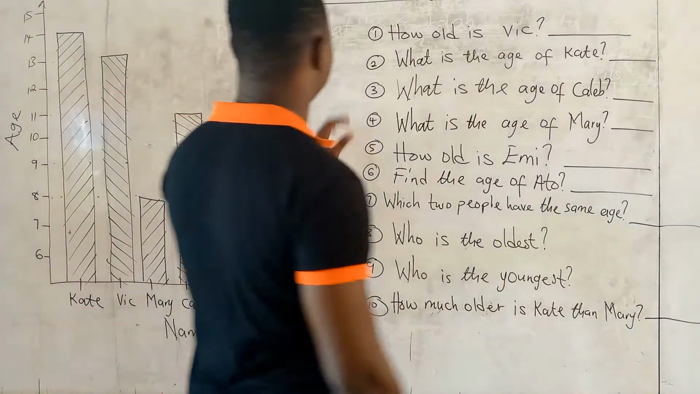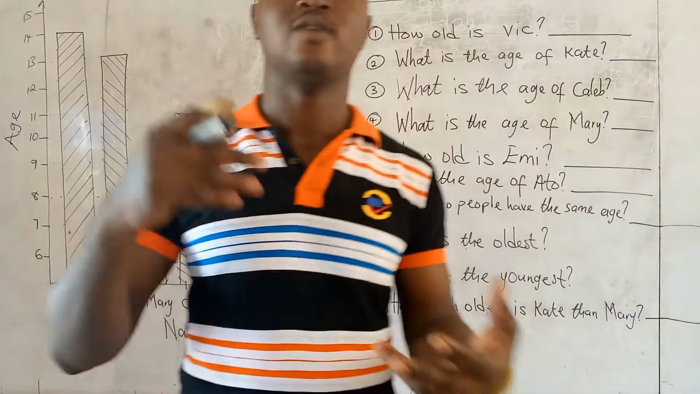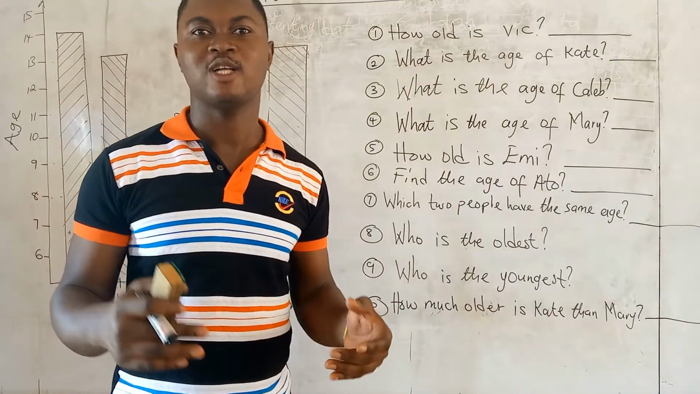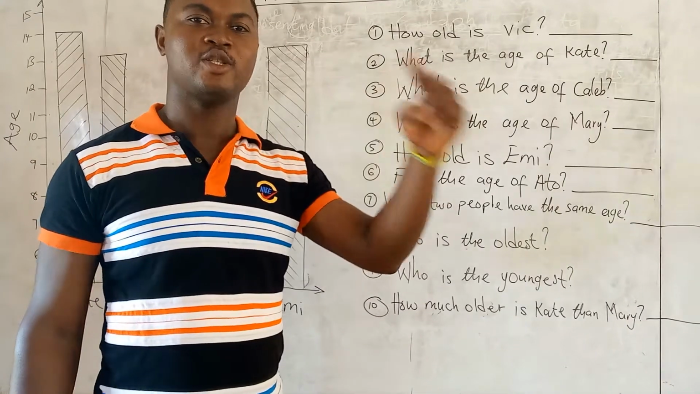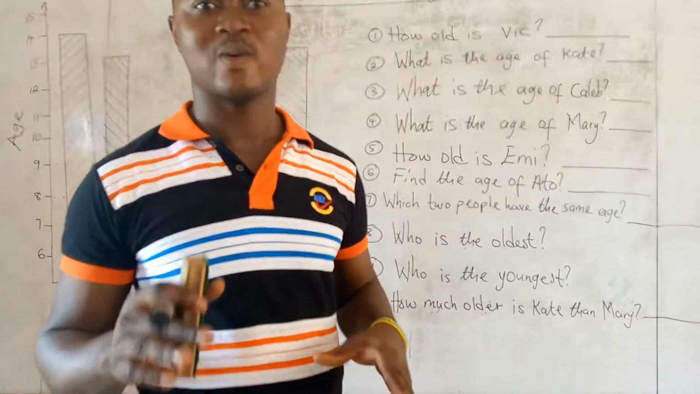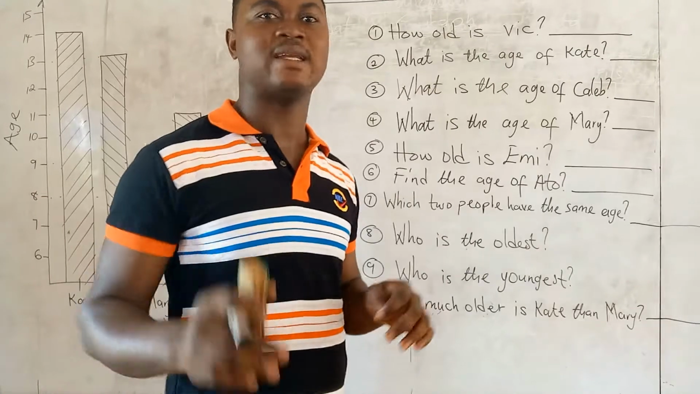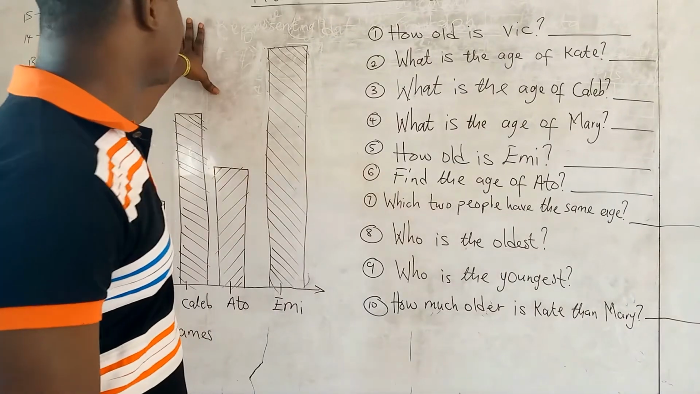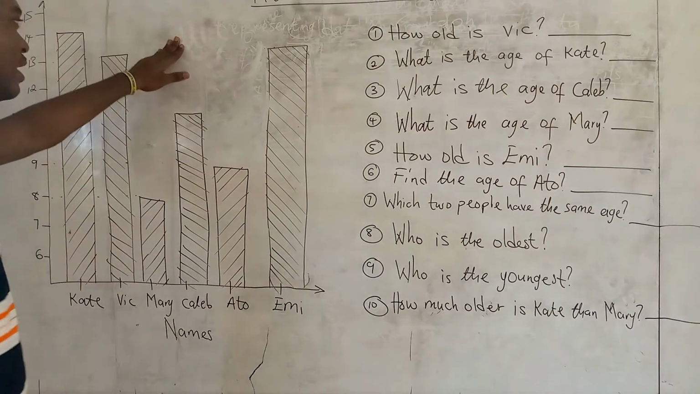Okay. Now that we have an understanding of data collection, how to represent data in a table form, on a pictograph, and then on a graph, I want us to try some questions on it, and then we can make sure we understand it now.